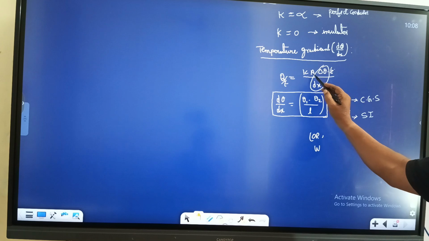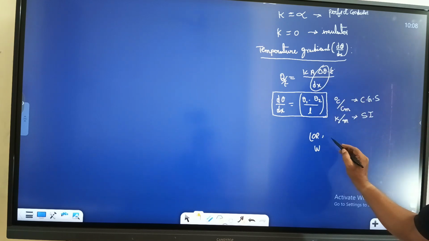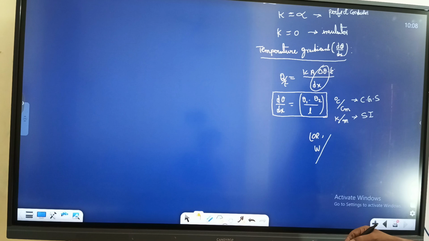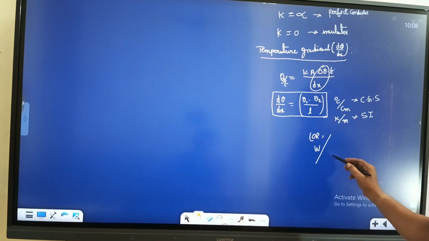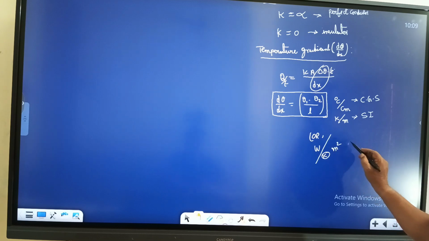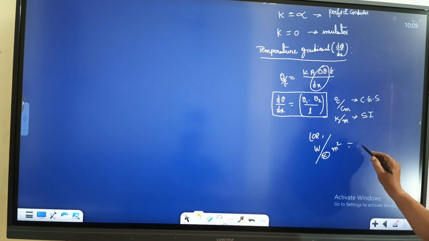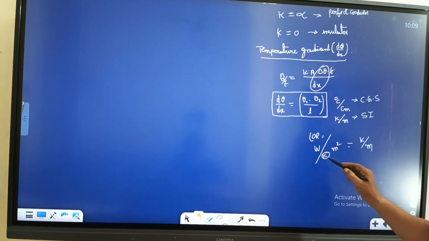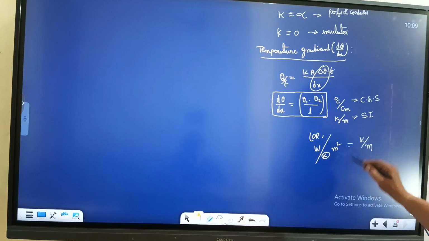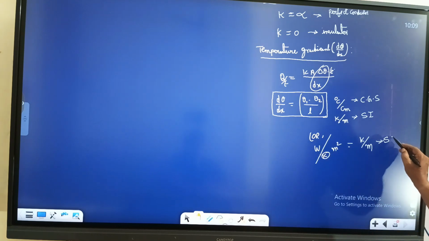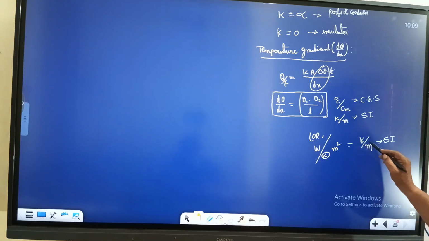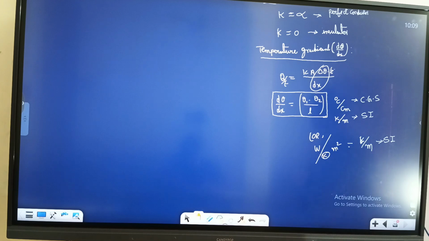Now K is there again. If you use the Kelvin unit for thermal conductivity, and the area in meter square, finally what unit do you get? The same unit only, Kelvin per meter. So there is no other unit. If you simplify it, the SI system unit is the same, Kelvin per meter. So this is called temperature gradient.